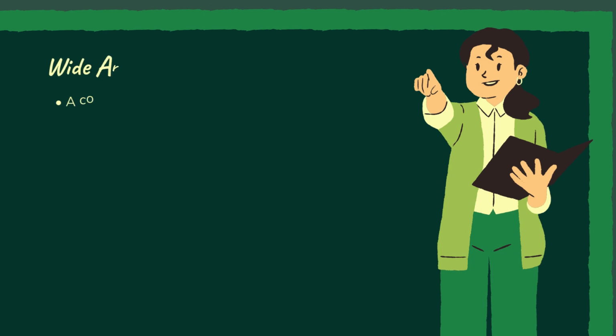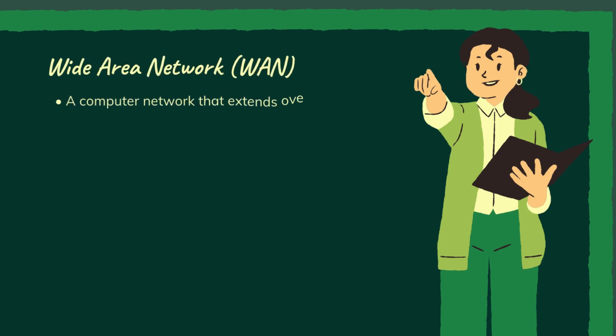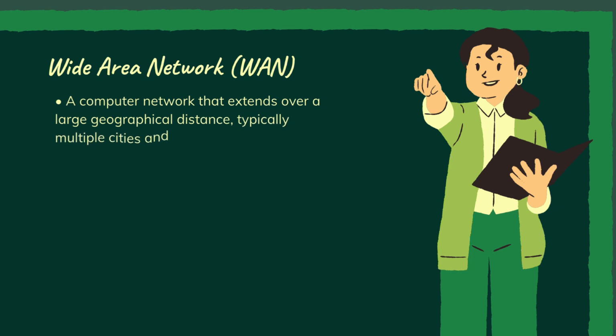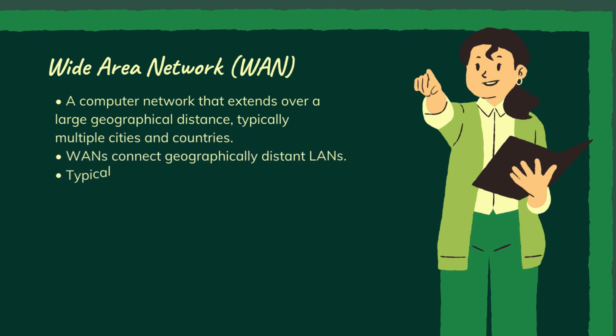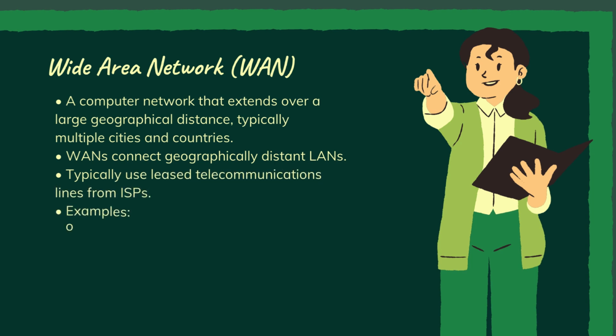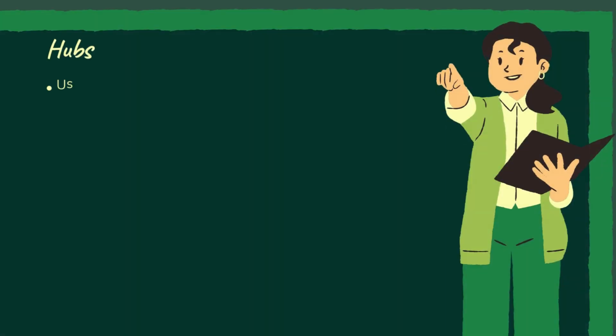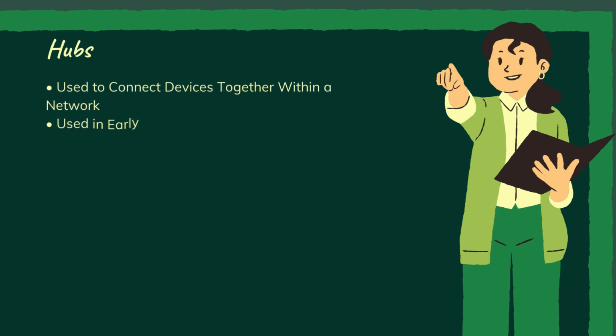Wide area network, WAN. A computer network that extends over a large geographical distance, typically multiple cities and countries. WANs connect geographically distant LANs. Typically use leased telecommunications lines from ISPs. Examples: the internet, corporate offices in different cities.